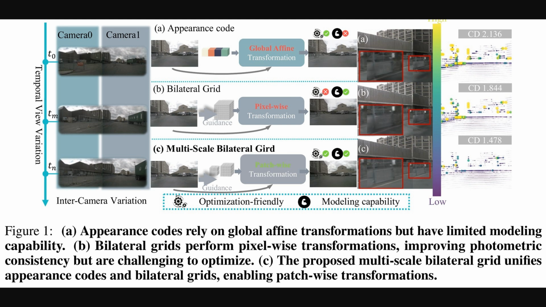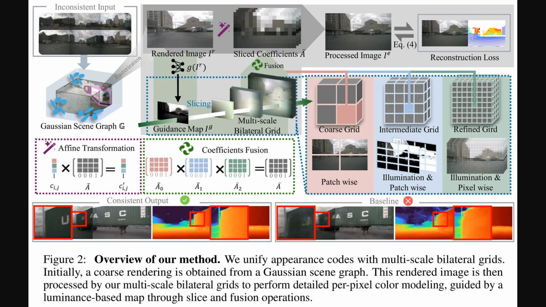Row B shows a bilateral grid, which is more powerful because it can make adjustments pixel by pixel. The result is better, but the paper notes these are hard to optimize. Finally, row C shows this paper's new multi-scale approach, which is much sharper. And on the far right, we see the geometric accuracy measured by something called chamfer distance, or CD. Chamfer distance is a score for 3D accuracy, where a lower number is better, and the new method clearly achieves the lowest score.